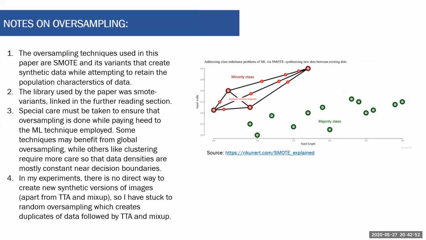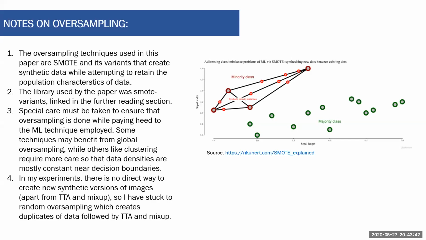So here are some notes on the oversampling techniques they used. The paper uses SMOTE and its variants, and I've linked to the library they used at the end. SMOTE creates new samples within the neighborhood of the original samples. So it doesn't just duplicate them. It creates new samples with characteristics closely resembling the originals. If red is the minority class, the dark red is the original, and the brighter red is the new samples created, and they are always created along these lines.